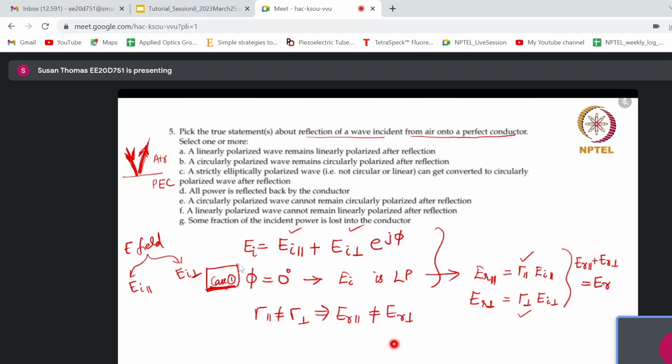The linearly polarized wave remains linearly polarized after reflection. So the first statement regarding the reflection of a wave is correct. The incident wave is linearly polarized, and the reflected wave is also linearly polarized. The only thing is the magnitudes are not the same. ER parallel is not equal to ER perpendicular, but it is linearly polarized.